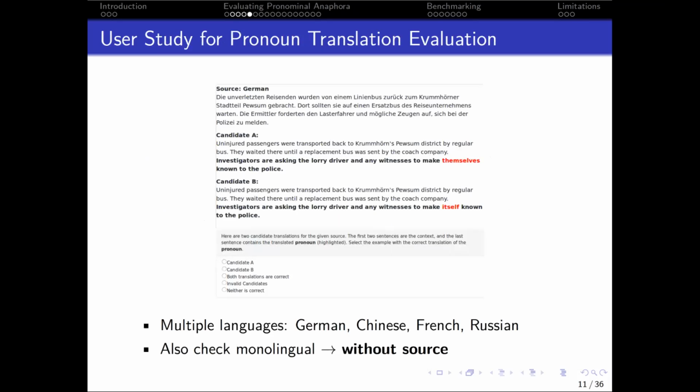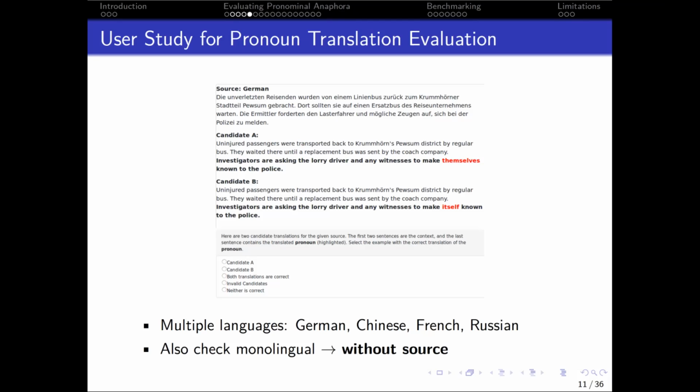So this is what our user study looked like. We conducted this across different languages: German, Chinese, French, and Russian. We gave them a one sentence context, the source, and then we showed them the reference and the noisy reference, to make sure that there are no other errors that they can be influenced by. The users didn't know which one is the reference or which one is the noisy reference, and they're just asked to pick if the translations are correct or if they're tied and so on.